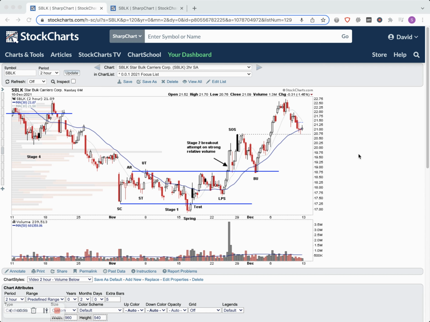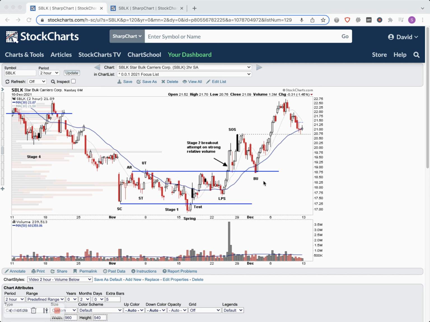the Wyckoff methods together. So you can see the Wyckoff markup on here: the SC, the AR, the ST, the UT, and the test and the spring and the LPS and the SOS and the BU. So this is your typical accumulation markup. You have a selling climax, into an automatic rally, a secondary test, some upthrusting action, a potential spring there, and then a test from the spring. Then we have a last point of support, and then a sign of strength rally, and then a backing up action there for breaking out through there.